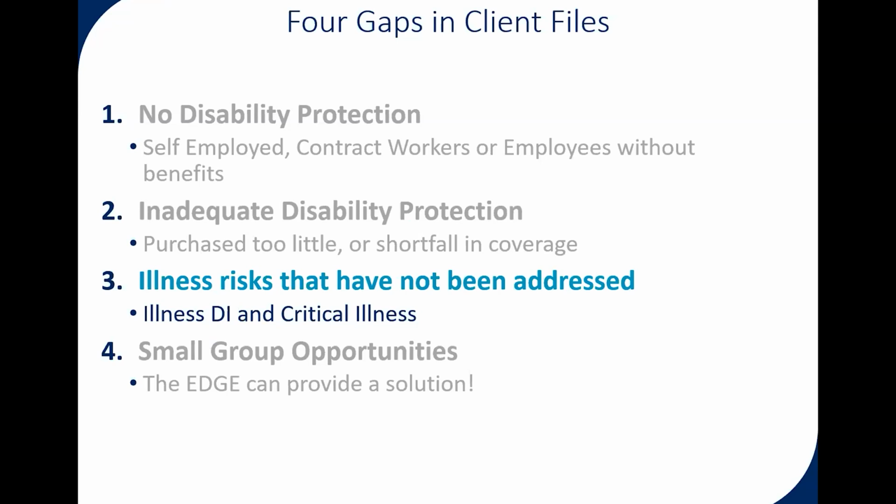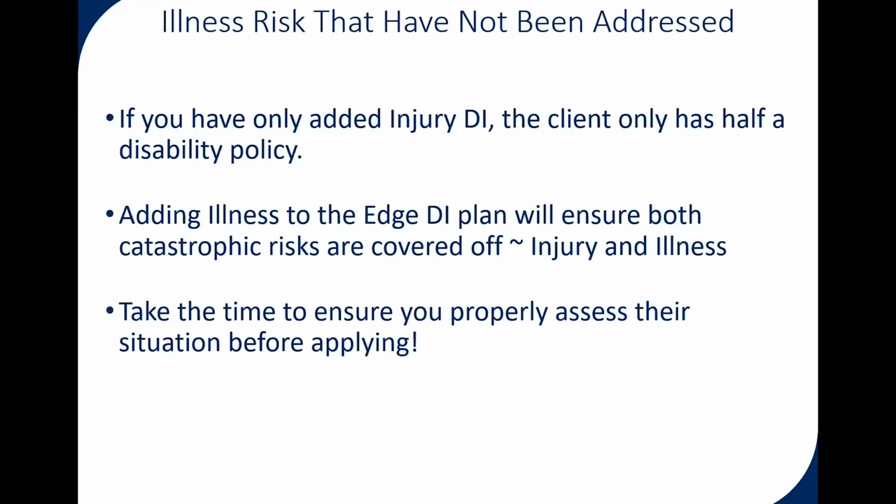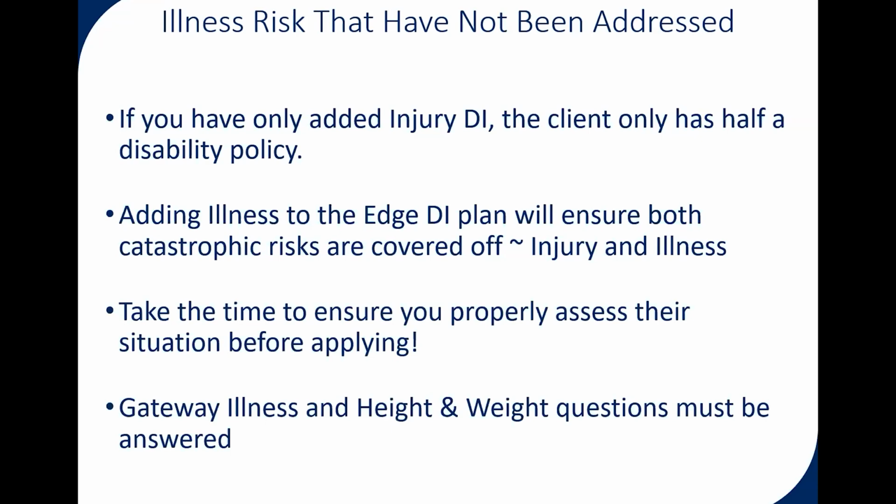All right, so that's the second of the 4. Number 3, now we're going to move into illness risks that have not been addressed. So that could be the disability illness or critical illness. So when it comes to the disability illness coverage, if the client has only bought the injury, maybe because of pricing, or they didn't want the illness, they wanted to keep the price down, they really only have half a disability policy.